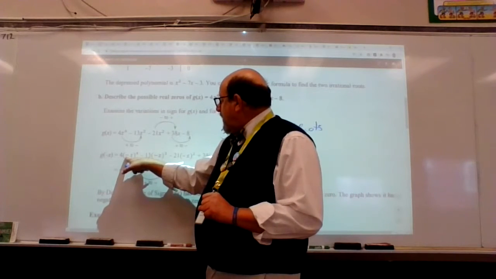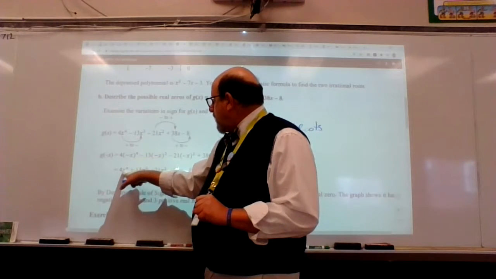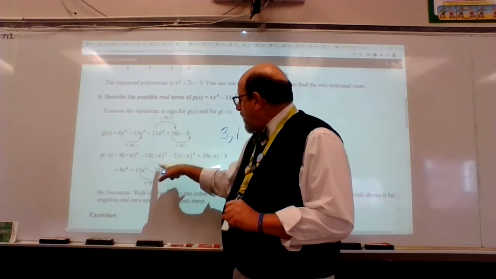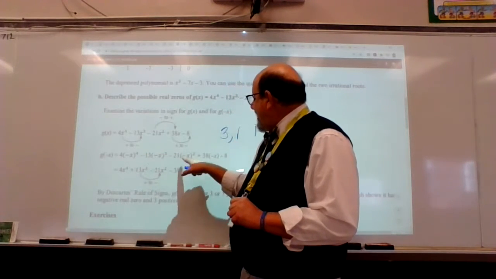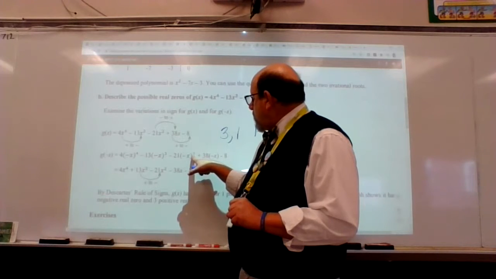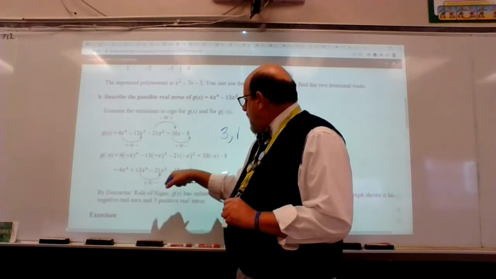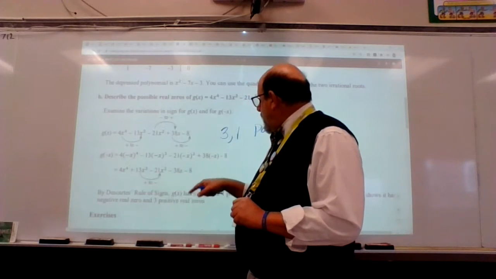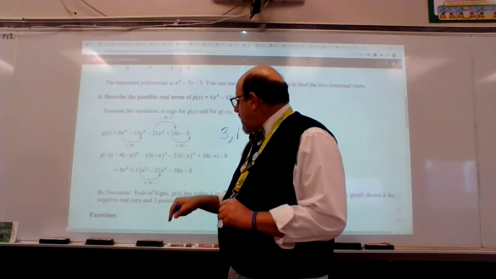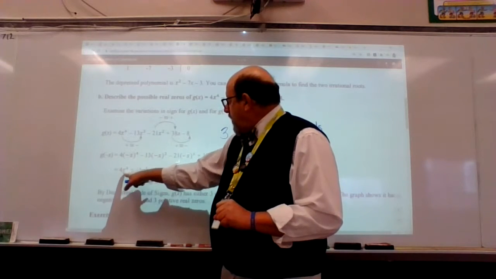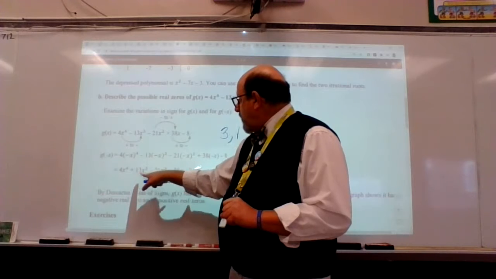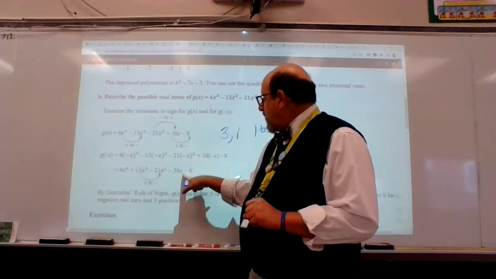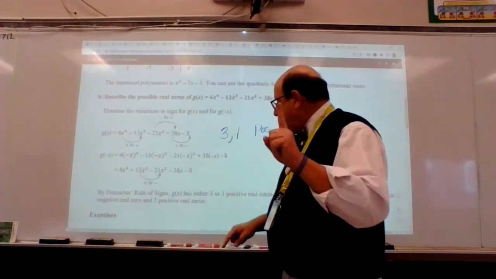All right, so this negative to the 4th power stays positive. This negative to the 3rd power is negative, so that turns out to be positive. This negative squared becomes positive, so this stays the same. And then this negative becomes negative here, so it changes that, and minus 8 stays the same. So we look here, positive to positive, no sign change. Positive to negative, there is 1 sign change, and this sign doesn't change, and this sign doesn't change. So there's only 1, okay?